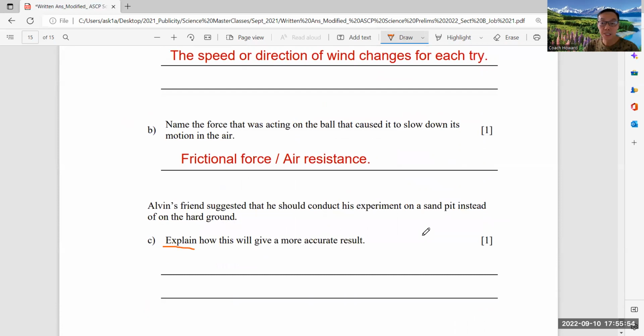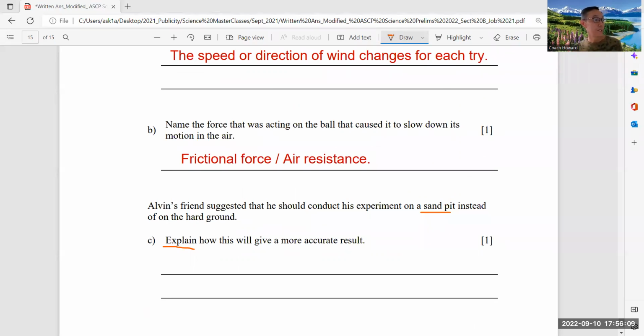So instead, he should do it on a sand pit. Because on a sand pit, the soft sand, when the ball hit, right, it will cause a depression and the ball will stay there. And this will give a more accurate result. Because you need to explain, and it's 1 mark.